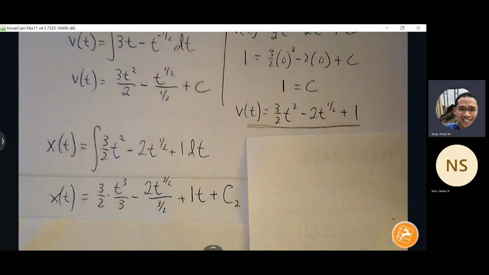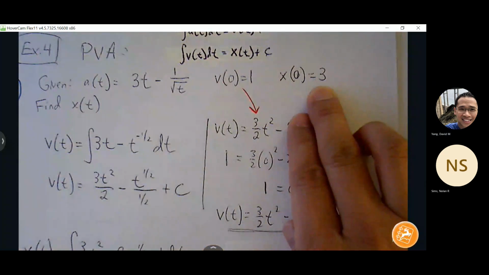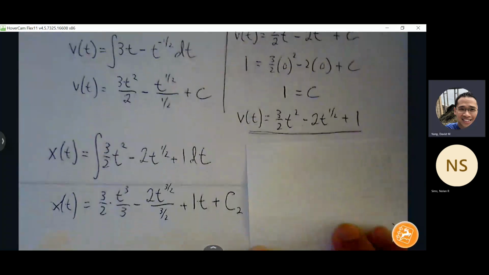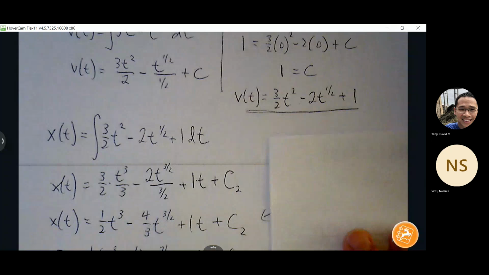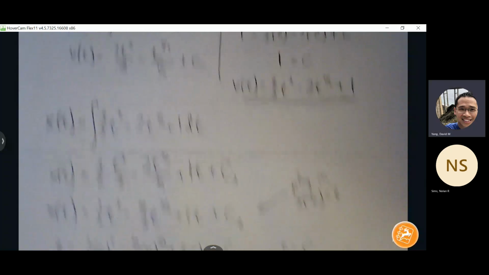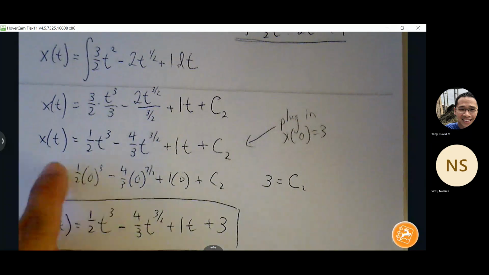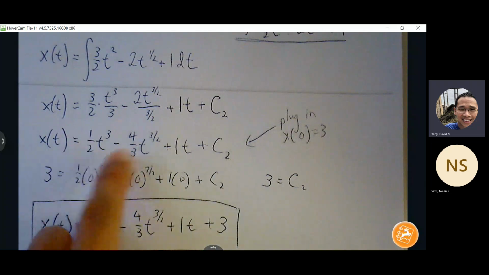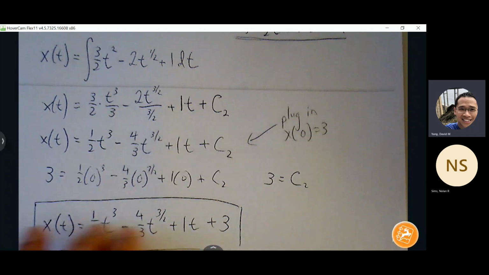Okay, so now I'm sitting at the general equation level. Plug in the ordered pair. The ordered pair that's available to me is 0, 3. So 0 in for t, 3 in for x of t. The nice thing about 0 is it wipes a lot of stuff out. So this is kind of like our y value, our t is like our x value. So c equals 3, and then now I can update my position function from general to specific.